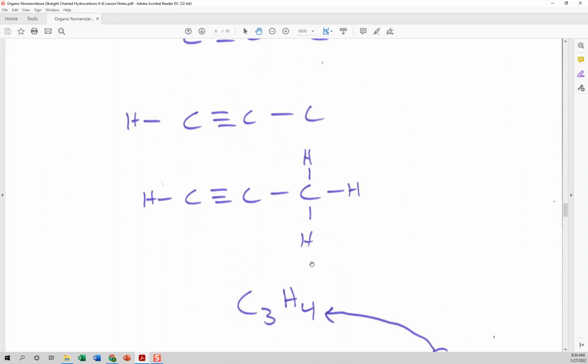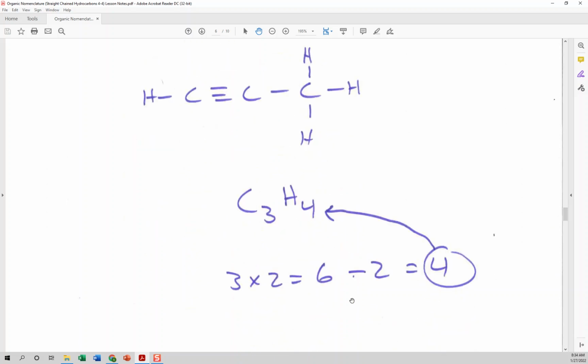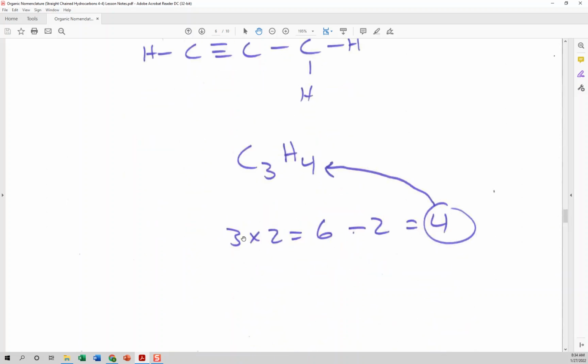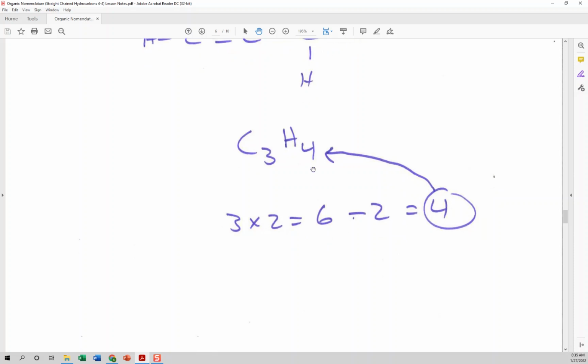So the formula would be C3H4. And again, we're following this formula. If it's ine, meaning triple bond, we multiply the number of carbons by 2, but then we subtract 2. So 3 times 2 is 6, but then we subtract 2, 4. That's how we get our subscript for our hydrogen there, okay?